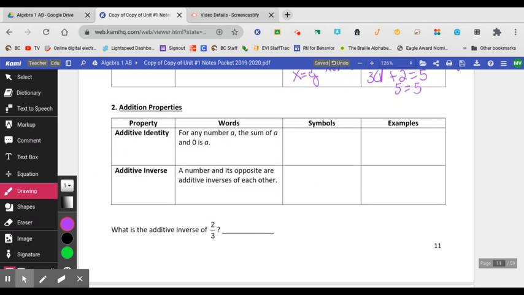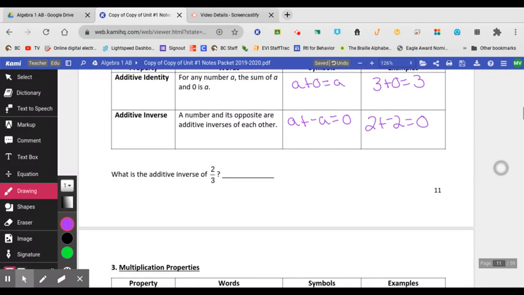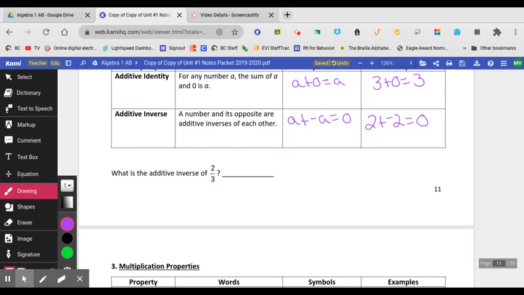All right, back to ones you're more familiar with. Additive identity: you add 0, you get what you started with. A plus 0 equals A. 3 plus 0 equals 3. Additive inverse: if you add its opposite, you get 0. So A plus negative A equals 0, or 2 plus negative 2 equals 0. What is the additive inverse of 2/3? Negative 2/3. Additive inverse is just changing the sign.